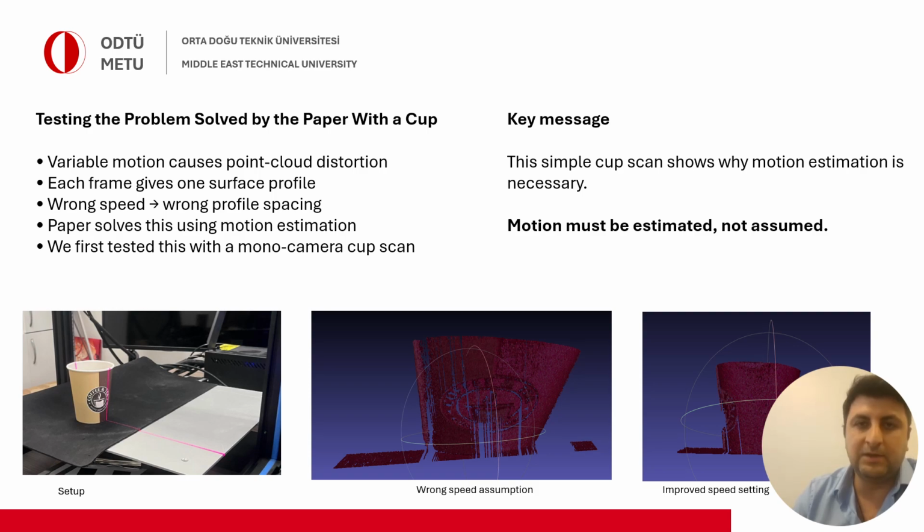In the middle image, the speed assumption is wrong. The cup is stretched and the geometry is not compact. In the right image, the speed setting is improved, and the reconstructed cup becomes more compact and more realistic. This simple experiment shows why motion estimation is necessary. And the motion must be estimated, not assumed.